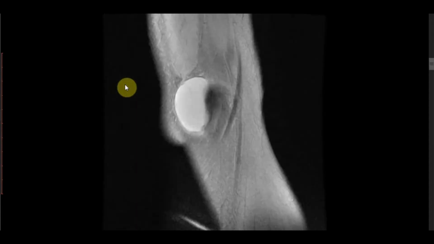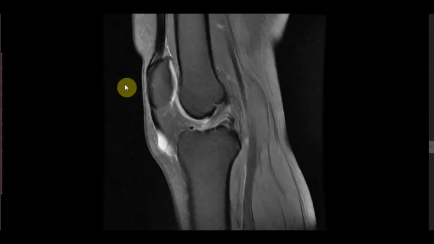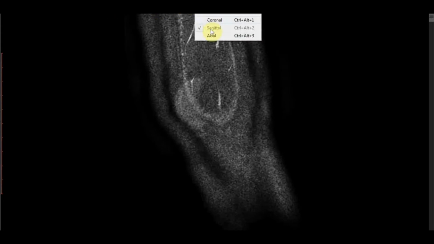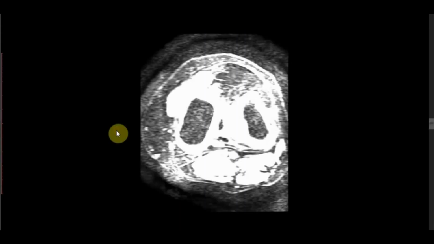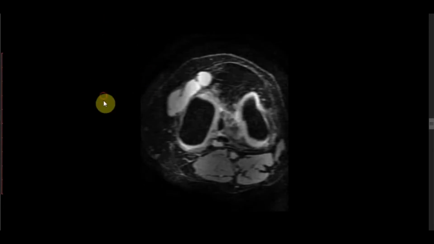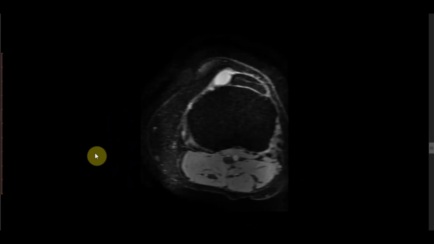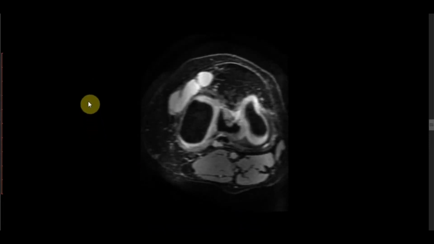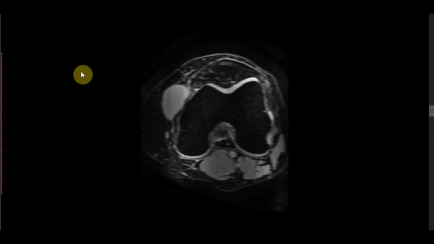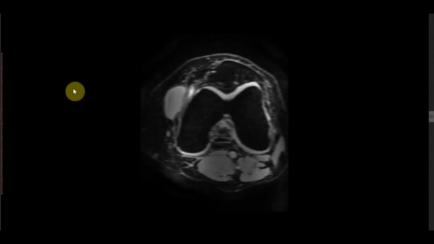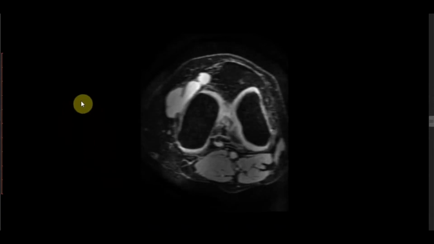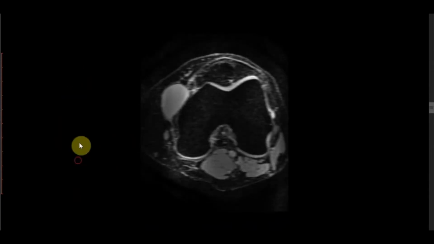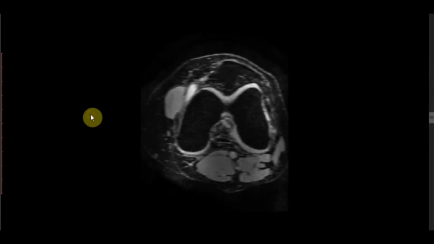This is a case of a 27-year-old female who presented with palpable lump around the medial aspect of knee joint. Let's see this case. The axial GRE sequence, and we can see a multiloculated cystic lesion is noted along the medial retinaculum, and there is no evidence of any solid component within it. So this is a multiloculated cystic lesion along the medial retinaculum. So this is a ganglion cyst.